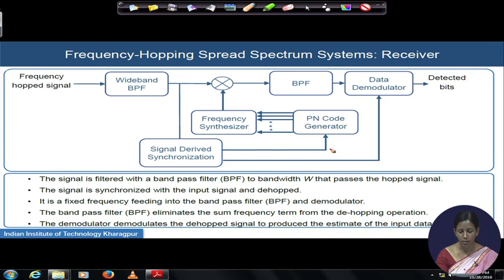The synchronized signal is fed to the PN code generator and is also required by the data demodulation, to keep a sync between the code generation and the data modulation. The frequency synthesizer synthesizes the hopped center frequencies according to the PN code generator instruction, and this is a multiplying unit which helps us to de-hop the signal with the locally generated PN sequence code. So, once you end up here, you are getting the de-hopped signal.